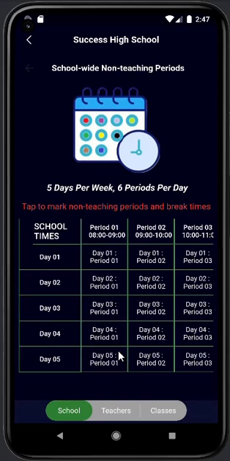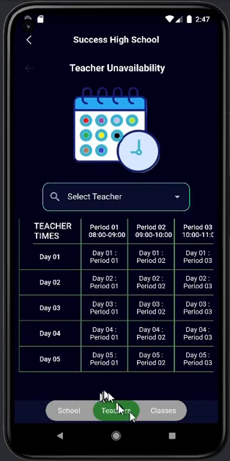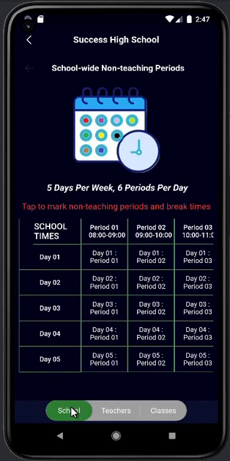DreamTimetables App enables the user to specify 3 types of unavailability periods, namely school-wide unavailability, teacher unavailability, and student classes unavailability. Unavailability periods are blocked periods where teaching is not permitted. DreamTimetables App makes it extremely easy to specify non-teaching or unavailability or blocked periods.